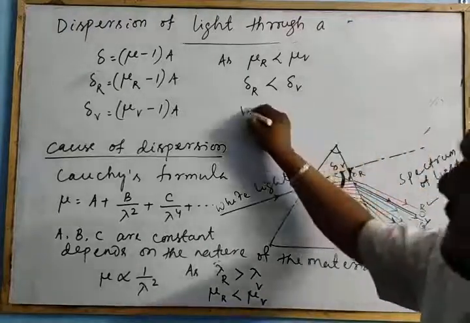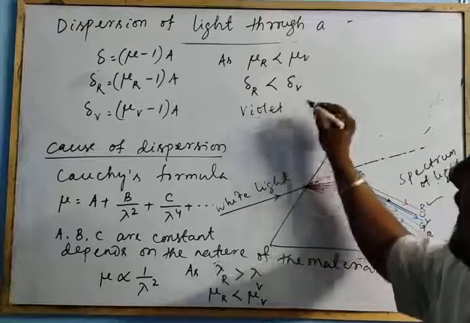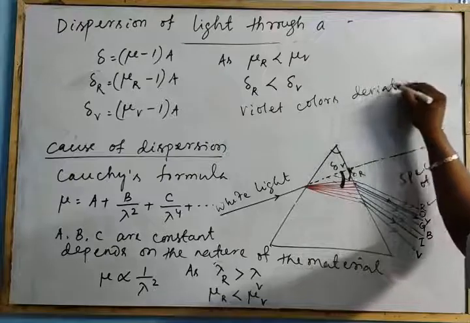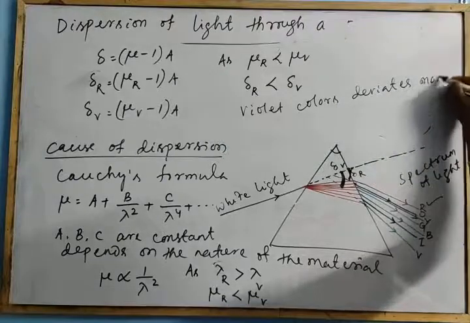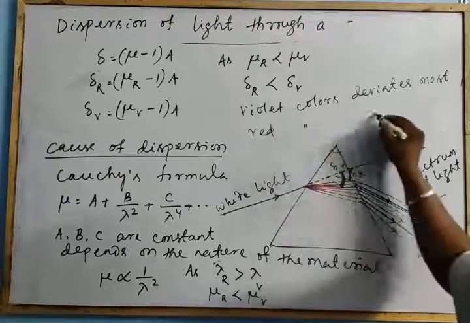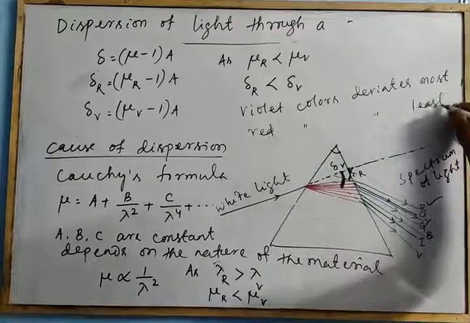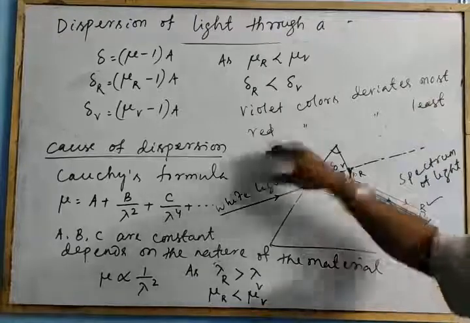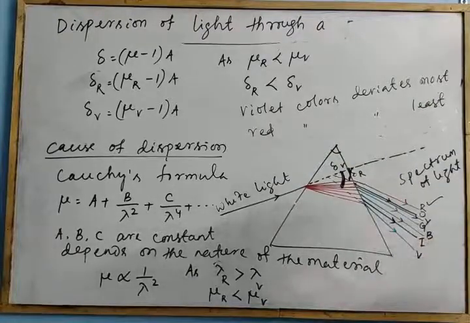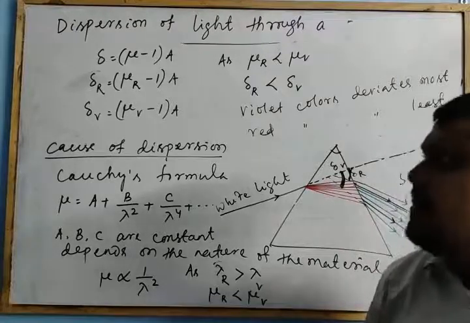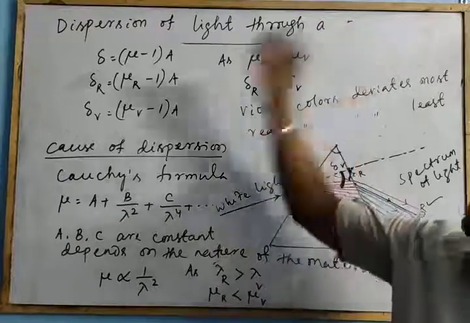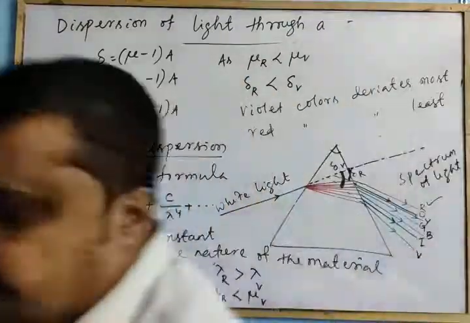So from here, the violet color deviates most, and the red color deviates least. The other colors are in between the red and the violet. So this is the reason for dispersion, and why this dispersion occurs, the reason for the dispersion of light. Okay.